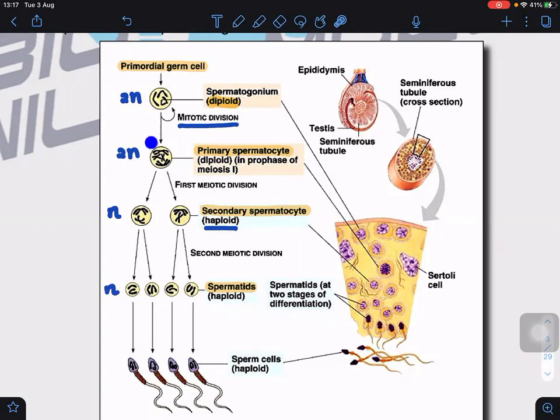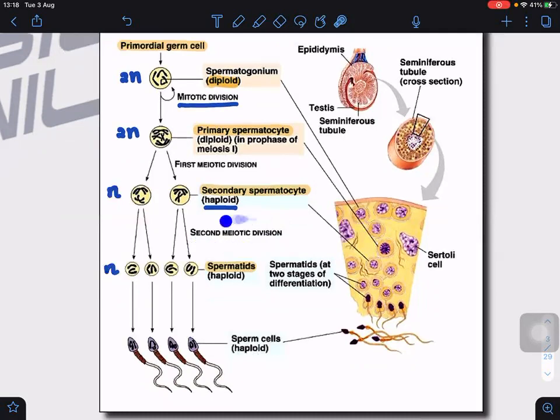At this moment, they are still 2n, so they are termed the primary spermatocyte. They enter the first meiotic division, starting with prophase 1, then metaphase 1, anaphase 1, telophase 1, and then cytokinesis takes place. They form 2 secondary spermatocytes, and at this moment they are haploid already. Once they finish the second meiotic division, they form 4 spermatids.